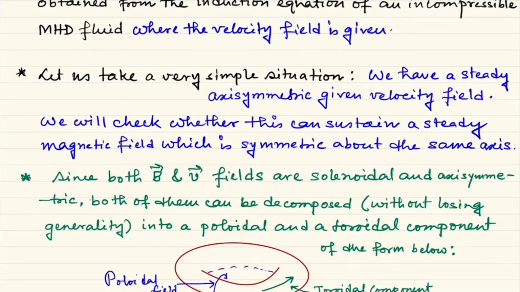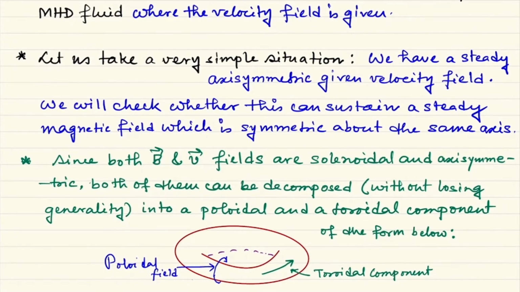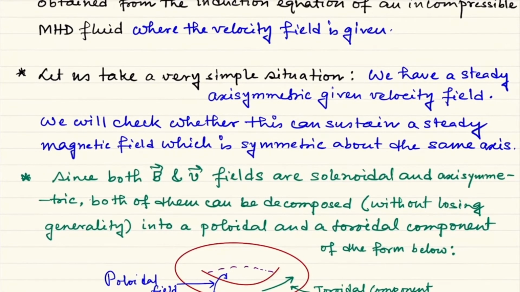And in the second case, for the poloidal case, the axis is the axis of the toroid, I mean the axis of the toroidal cylinder. So this is roughly what the poloidal field is, which you can see in blue, and what the toroidal component is, which you can see in green.